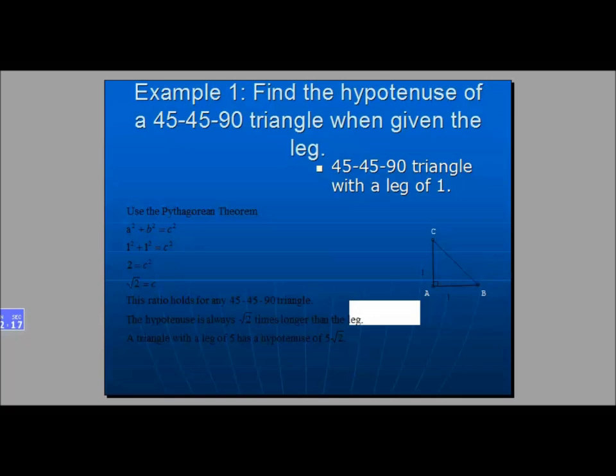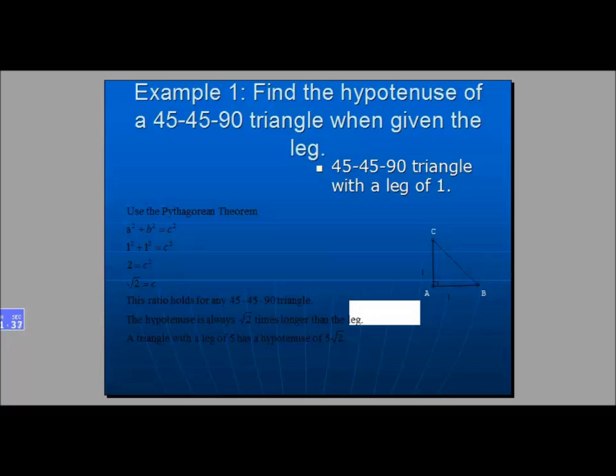In example 1, find the hypotenuse of a 45, 45, 90 triangle when given the leg. In this example, we're given the 45, 45, 90 triangle with a leg of 1. If you don't know the relationship, you can substitute into the Pythagorean Theorem, where both A and B are equal legs, and we can replace A and B with 1. A squared plus B squared equals C squared. 1 squared plus 1 squared equals C squared. This gives us 2 equals C squared. Taking the square root of both sides gives us the square root of 2 equals C.